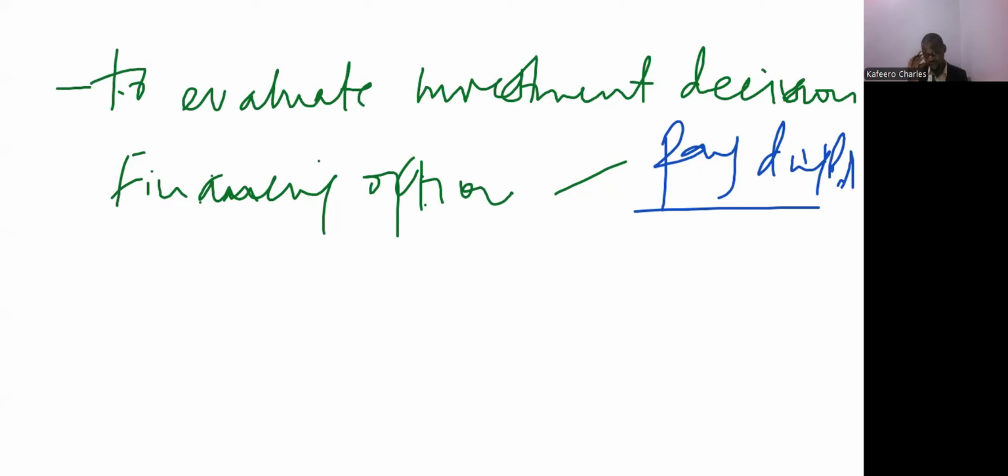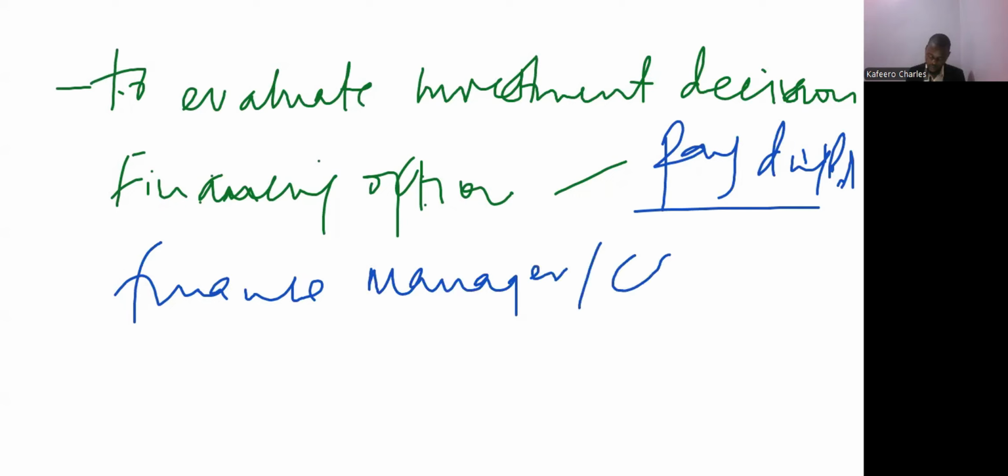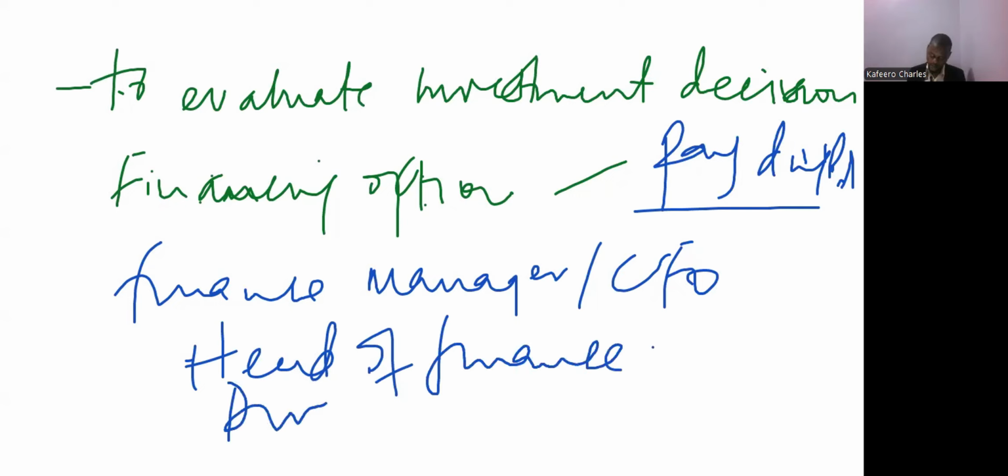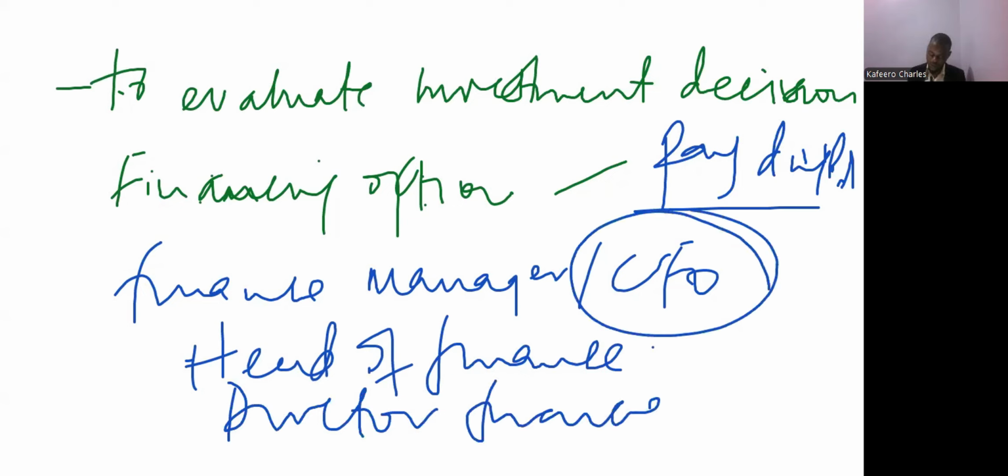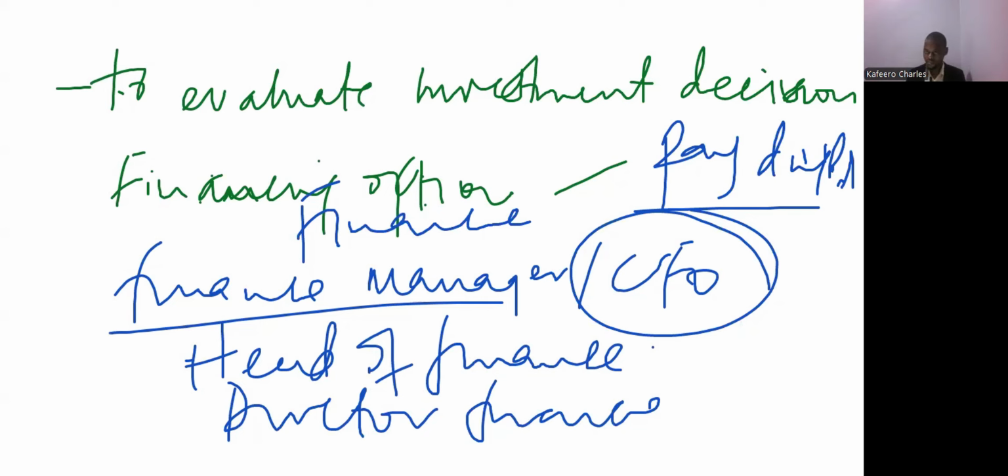Sometimes the examiner is going to refer to you as a finance manager or CFO, or sometimes they call them head of finance, depending on the organization. Head of finance, director of finance. But the examiner most of the time can refer to you as a CFO or a finance manager or a senior finance manager. It depends on the examiner, because on level 2, they call you finance managers. But here, you are supposed to be a senior finance manager or a CFO.